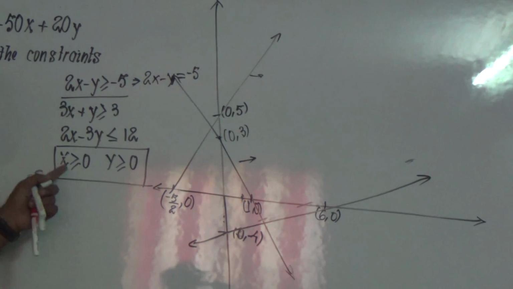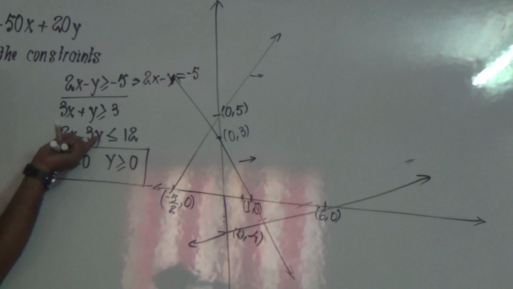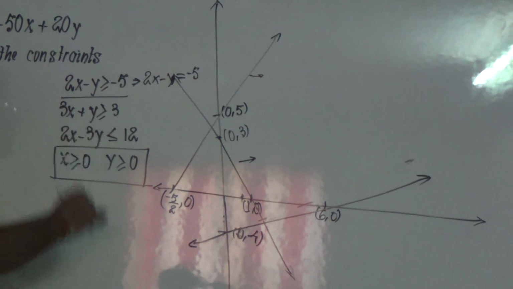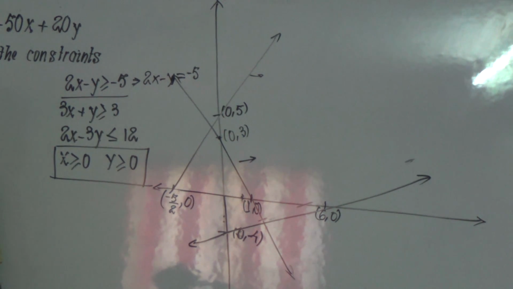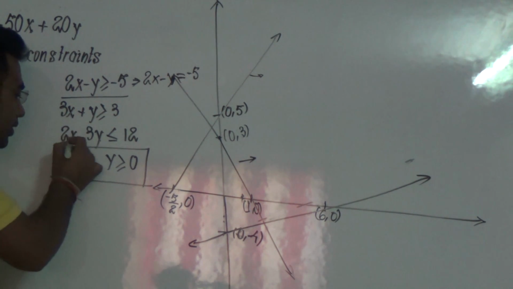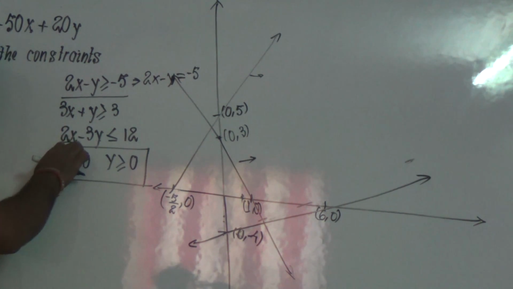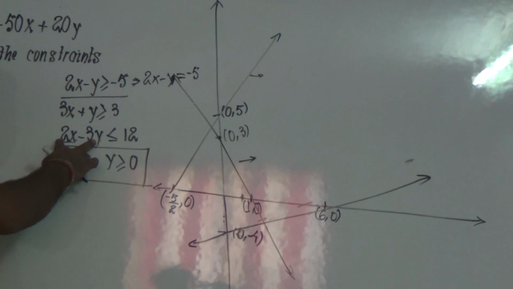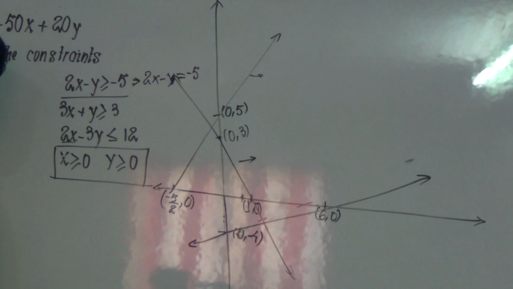Okay, so let's again do the plug and check. Is 0, 0 greater than 12? Plug and check 0, 0. Twice of x minus 3y will give you 0. So is 0 smaller than 12? The answer is yes.